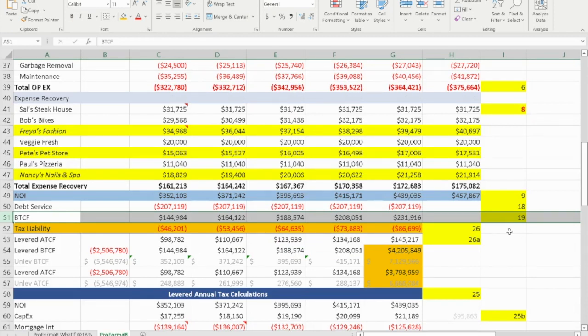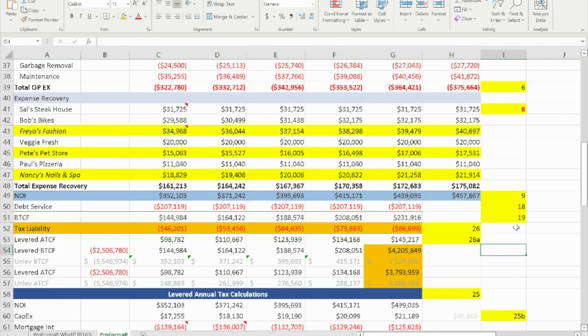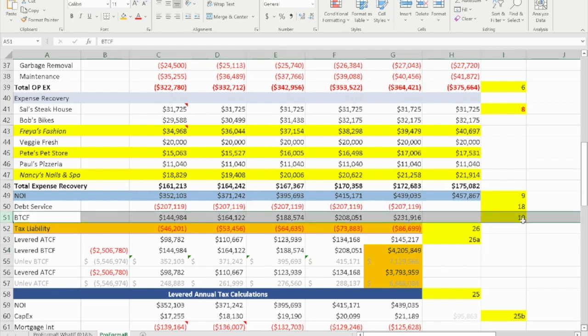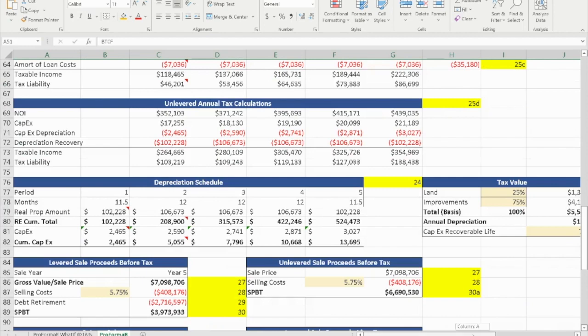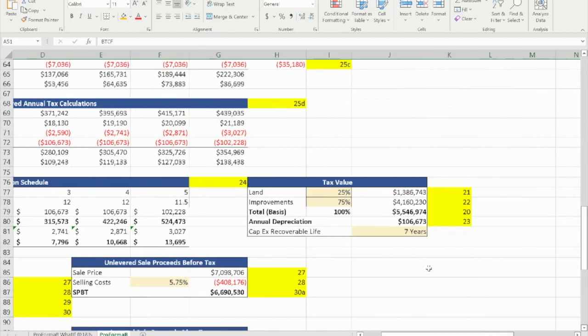Again, because this is a very lengthy exercise, I have some hints here. All of the items you see in yellow on the right next to the rows or the tables are the steps that I've indicated that you would follow in order to complete this exercise. So from this before tax cash flow row, if you end it here, you would need to scroll down to your tax value table to calculate the annual depreciation. So step 20 is the next step.